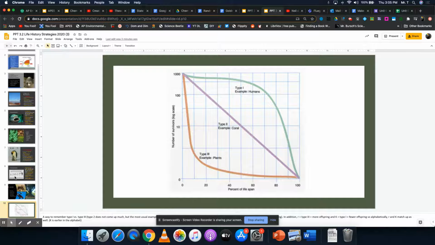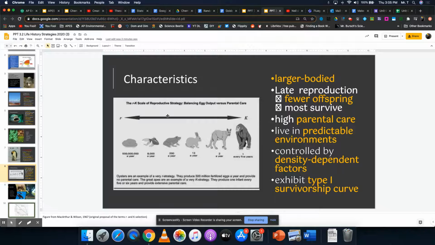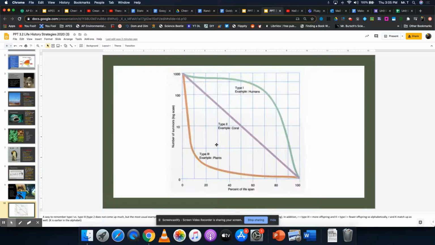Now, type 2 are these kind of critters, the ones that you find in between K and R selected. There's no correlation between age and rate of death. They'll die just as likely when they're young as when they are old. Here, the example is coral. You should also be on the lookout for songbirds, not birds of prey, little songbirds, and small mammals like mice and rats and squirrels. And yeah, that's all.